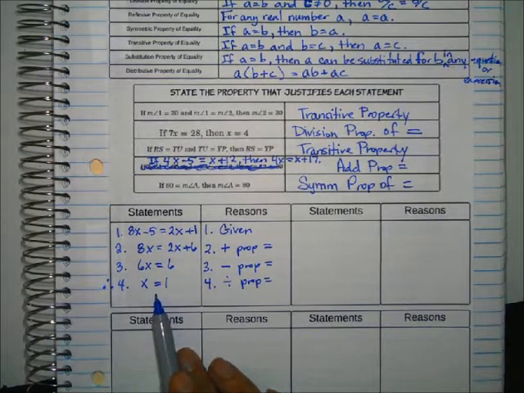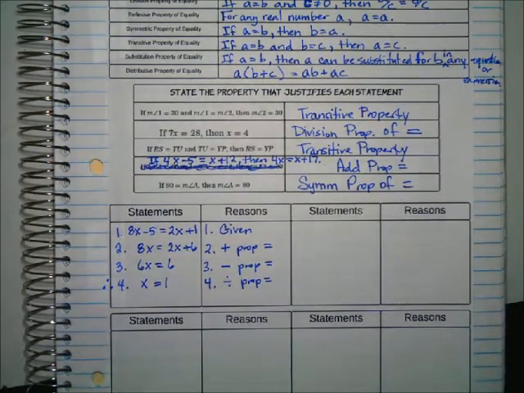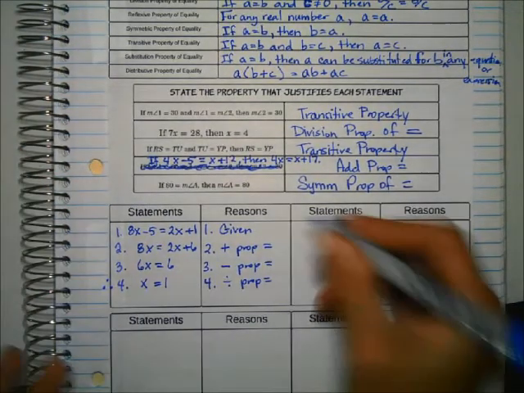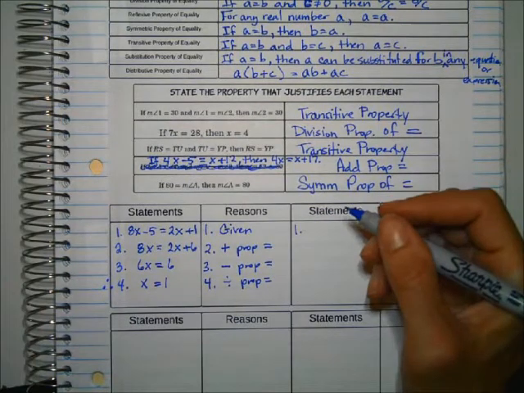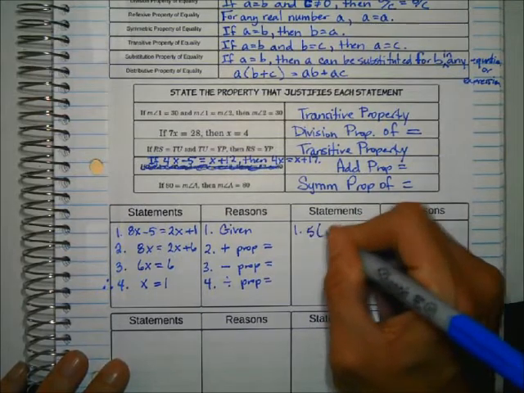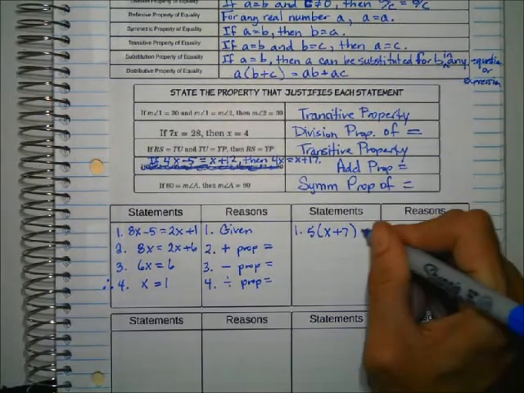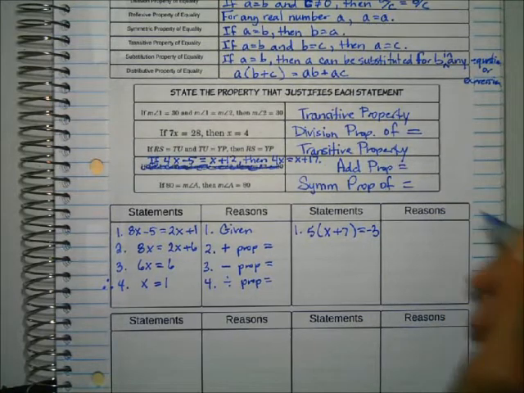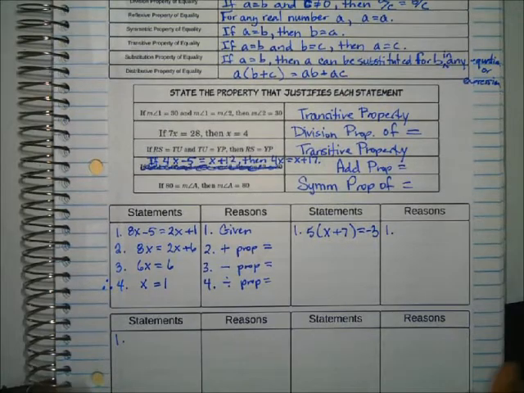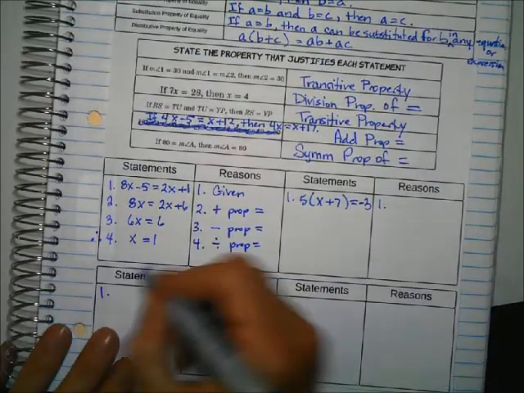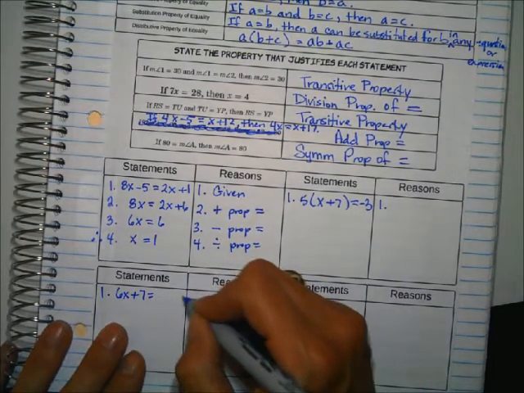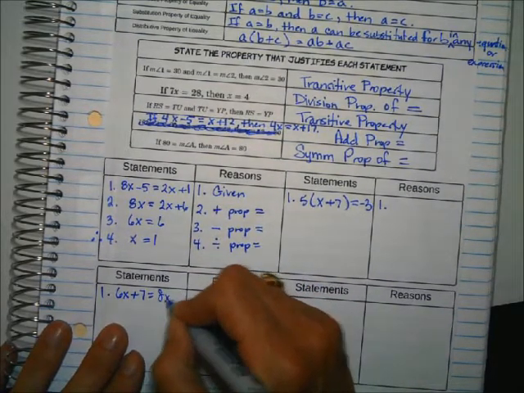The first one is 5 times x plus 7 equals negative 3. And then the next one down here is 6x plus 7 equals 8x minus 5. And then the last one that I want you to try is number 1, x plus 10 equals 2x minus 90.